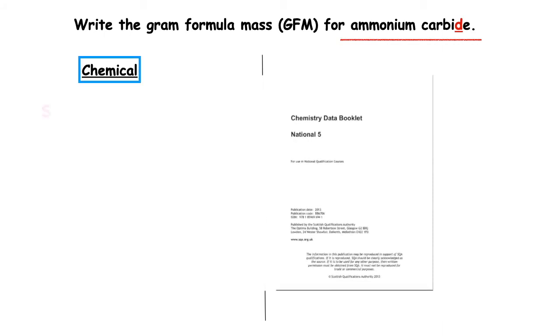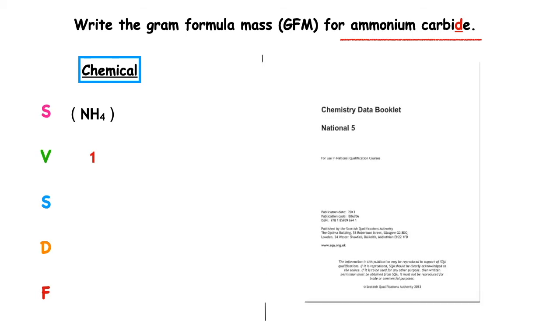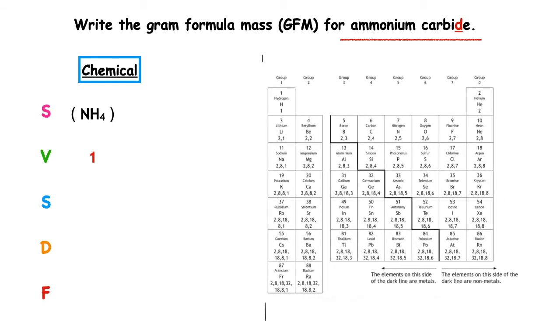Write the gram formula mass for ammonium carbide. This one's a little bit tricky. We want to start off with the SV/SDF. Ammonium is not an element, so we have to use page 8 of our data booklet. The symbols are NH4, and we need to keep a bracket around that. It's got a valency of 1. Carbide, that means we're working with carbon. The symbol is C. It's found in group 4, valency 4.